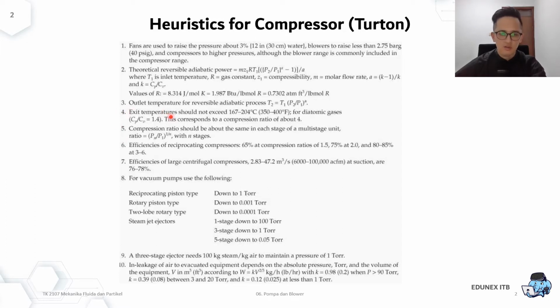The outlet temperature for reversible adiabatic process is calculated based on this equation, depending on the polytropic or the adiabatic, where A is gamma for adiabatic and K for polytropic. The exit temperatures should not exceed typically between 167 to 204 degrees C for diatomic gases. This corresponds to a compression ratio of about 4 for a centrifugal compressor.